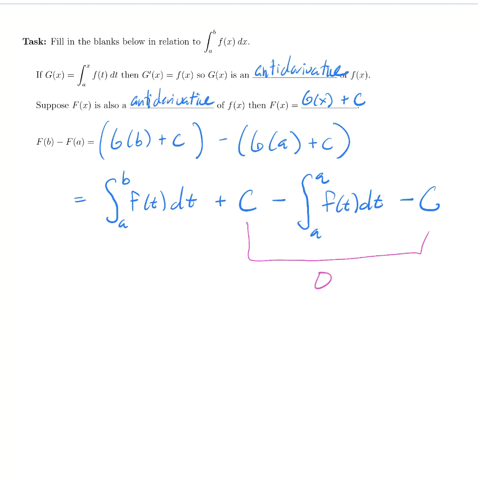These things combine to be 0. What is the integral from a to a? Well, we saw a while back that that is also 0. So when all is said and done here, all that is left is the integral from a to b of f of t dt.